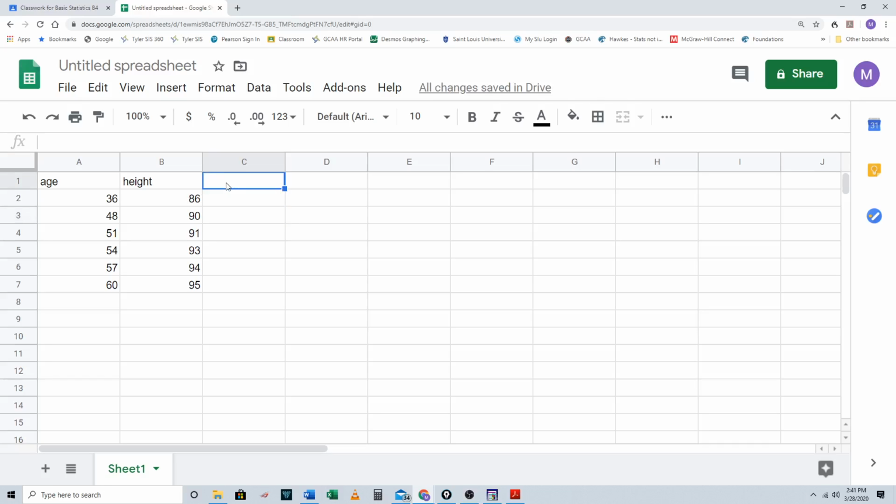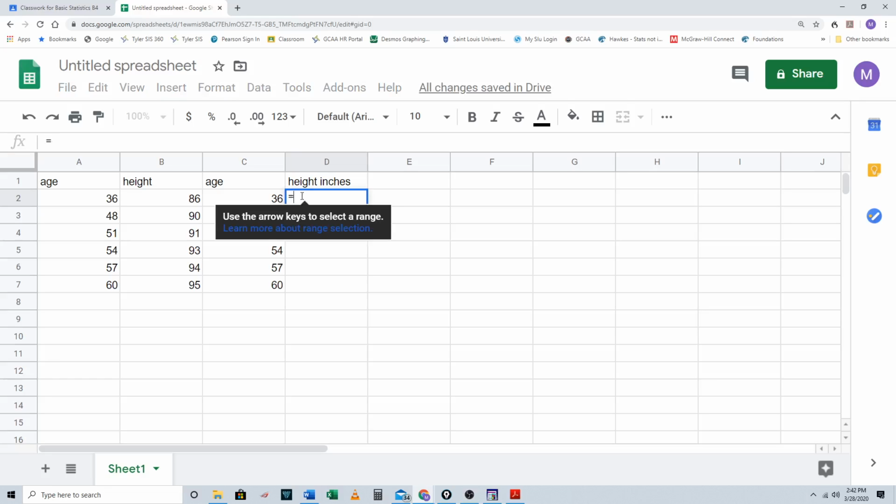What I'm going to do is say height in inches. Actually, I'll just copy age, so Control C, Control V, and then we're going to do height in inches. I'm going to say this is equal to whatever that step was, which was 0.3973 inch. So every centimeter is that much. So I need to divide by that, not multiply. Divide by that.